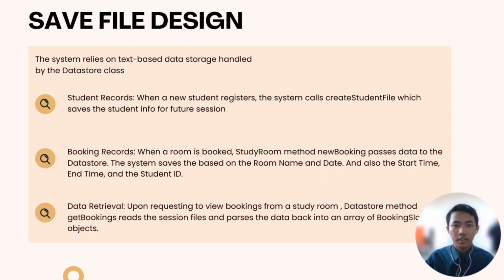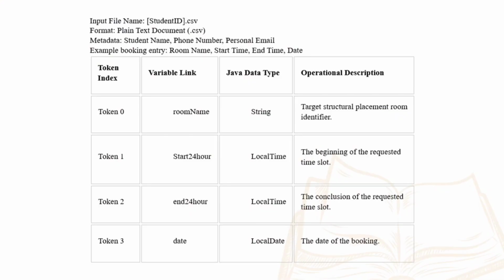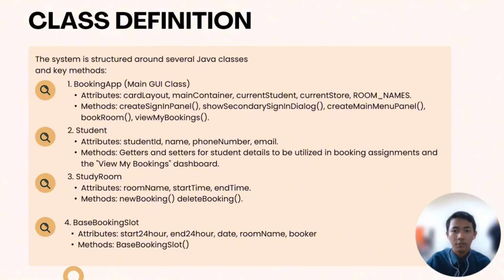This application uses a comma-separated value plain text file, which stores the student records and booking records, and of course handles retrieval and writing. Our student file: the first line is the metadata of our students, and then in order from left to right is room name, start time. These are our basic class definitions and key methods for this app.